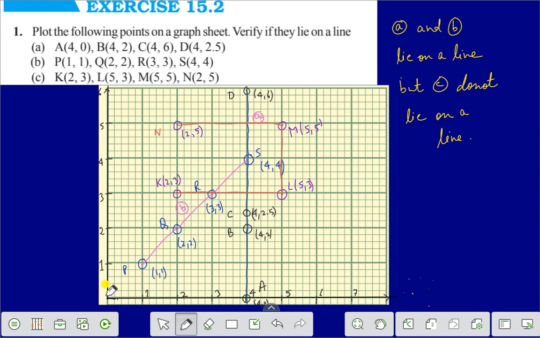Now you see, we have taken this as the x-axis. This is O, this is x-axis, this is y-axis, right? Here we get 1, 2, 3, 4, 5, and here you also get 1, 2, 3, 4, 5, 6, and 7, right?